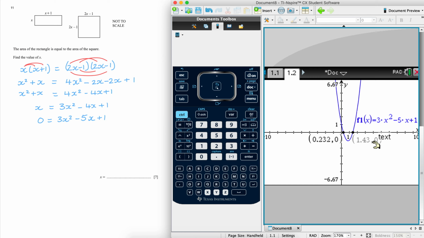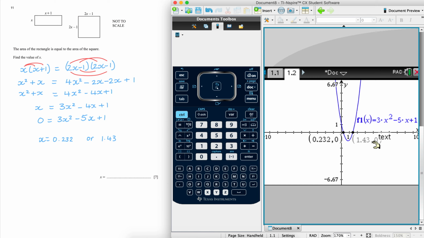Now, whichever way you work this out, you could also use the quadratic formula, that would be fine too. So I have 0.232 or 1.43. Okay. Now I need to check whether they both work or not.